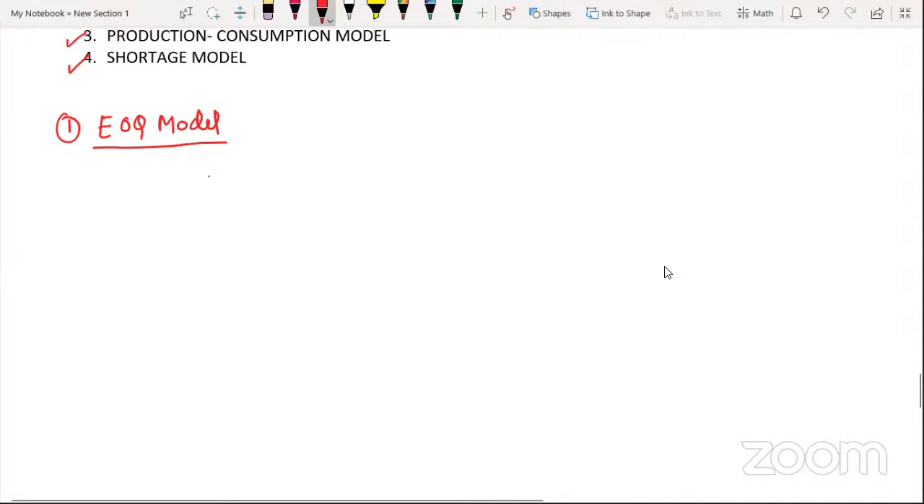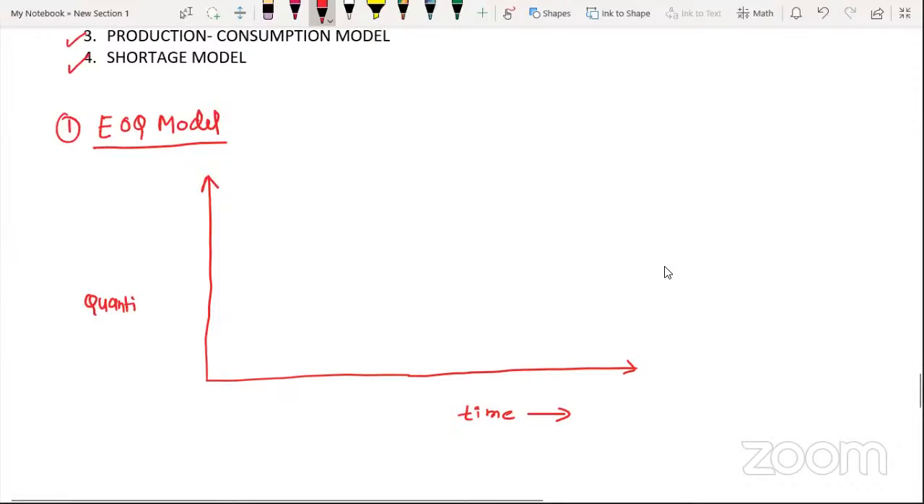In the EOQ model, I'm going to draw a graph between quantity and time. Here it comes under the deterministic approach, so you know that the demand rate is constant. The graph is between quantity and time. Suppose we have the maximum inventory with us. Here this green color represents the maximum inventory, that is Q.